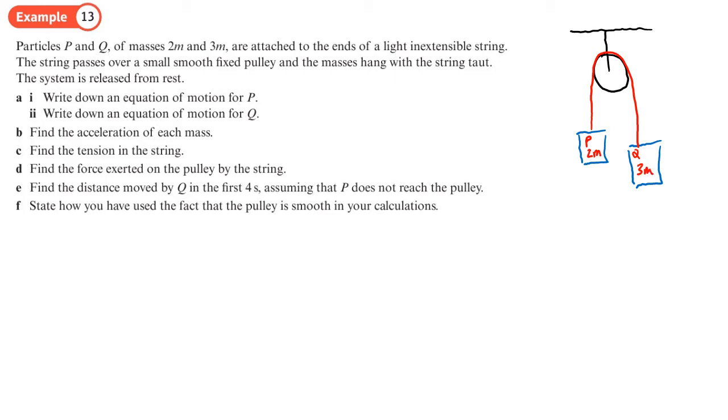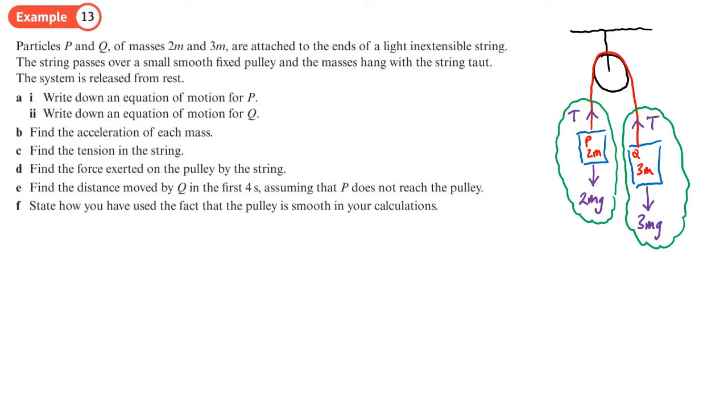It's released from rest, so we're going to have u equals 0. Before we go into the questions, let's put all the forces on here. We will have 2mg, the weight of P, going down, and 3mg, the weight of Q. We have tension pulling, so there's a tension there and a tension there. When I do these questions, I tend to put little bubbles around each thing, so I know where I'm going to get my equations of motion.